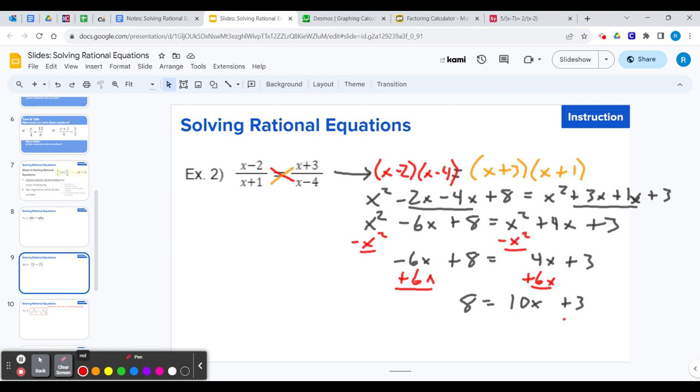Okay, we'll slide that 3 over by subtracting it on both sides then. We get 5 equals 10x. And then if you divide by 10 on both sides, we'll get our answer, which gives us x equals 0.5.